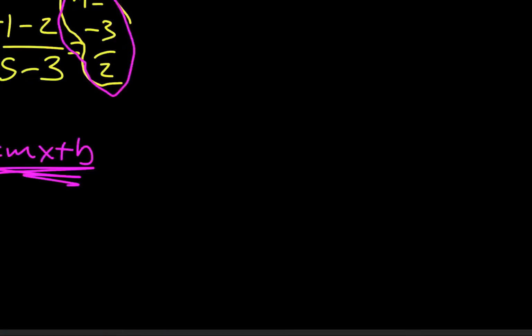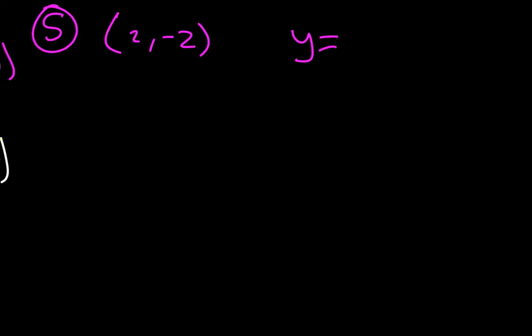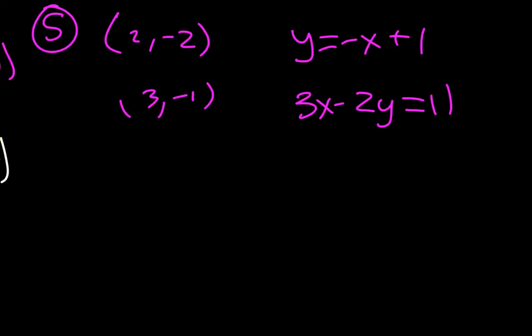Okay, we'll get some more room over here, and we're going to do number 5. It says determine whether (2, -2) lies on the line with equation y equals negative x plus 1, and also determine whether (3, -1) lies on 3x minus 2y equals 11.